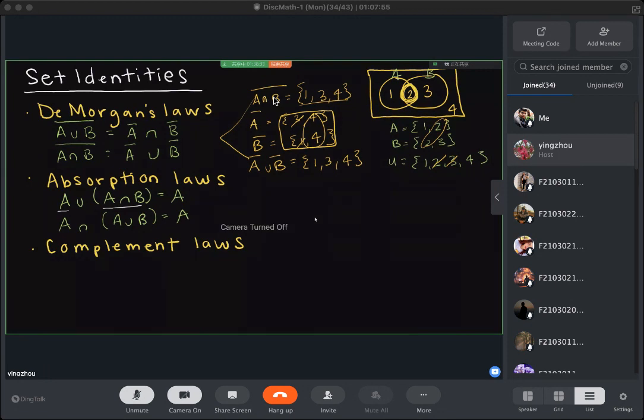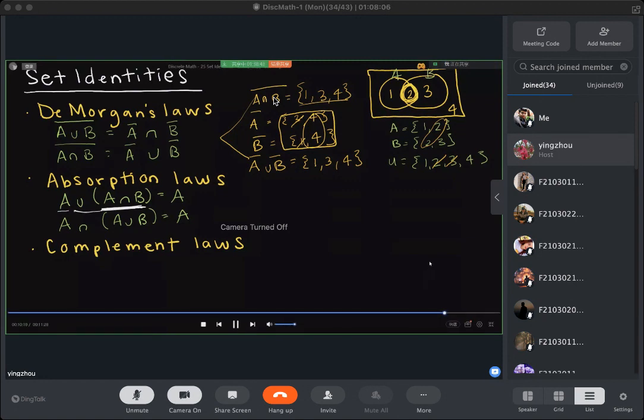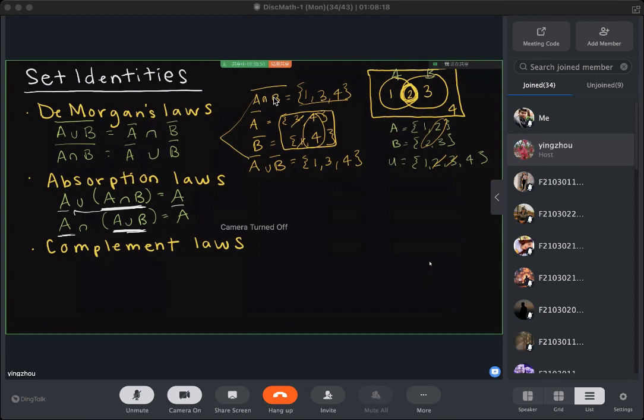If I'm taking A union, A intersected with something else, it really doesn't matter, because anything in there is in A. So if I take something union the set A, I'm going to end up with the set A. And here, A union B is everything that's in A or B. If I take the intersect of that with set A, then I'm only going to be left with set A.